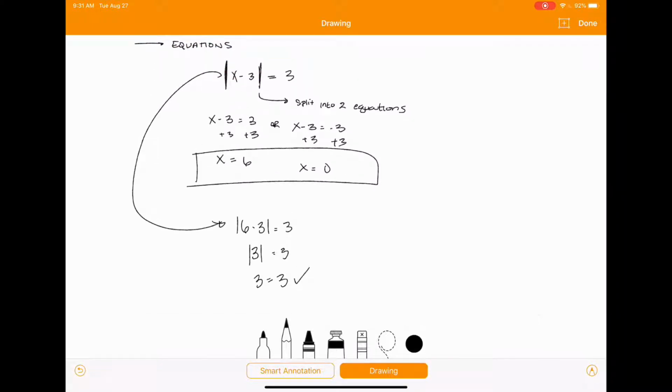Now, if we plug in 0, we're going to get 0 minus 3. Take the absolute value of that, that equals 3. So that's the absolute value of negative 3 equals 3. Now, the absolute value of negative 3 is 3, so that works out as well.